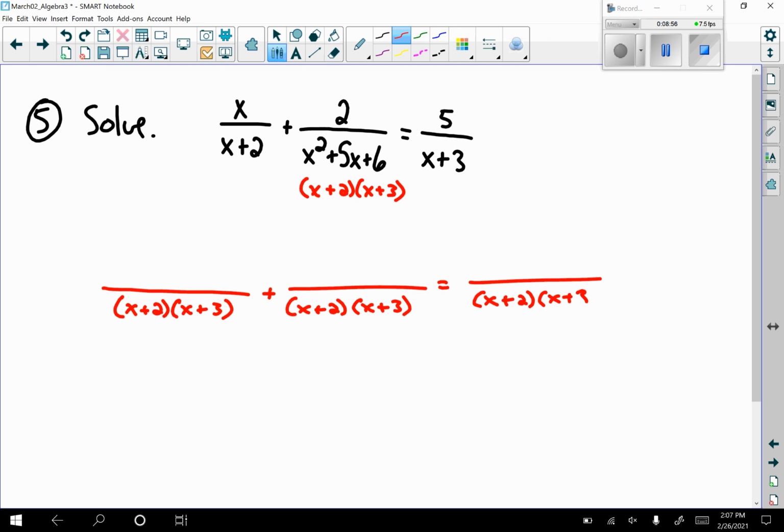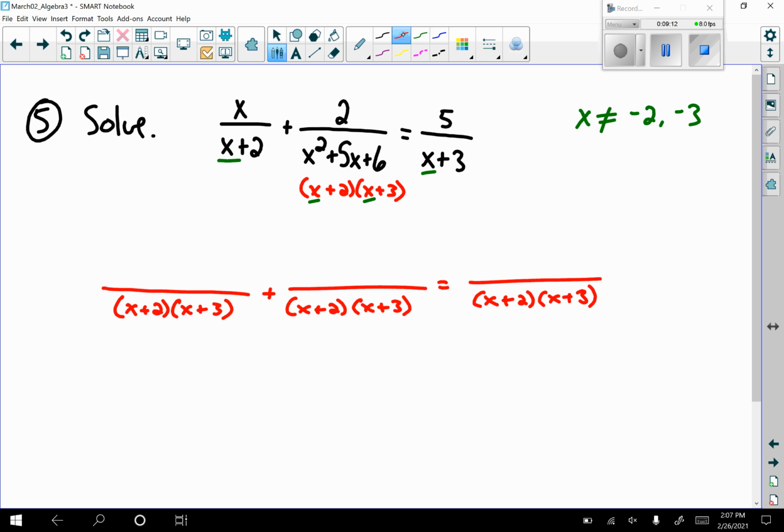But before I change my numerators here, let's go ahead and figure out what the restrictions are. That way we could check our answers. So this x can't equal what? -2. Same thing here, so I don't have to write that. This x here can't equal what? -3. Same thing here. So those are our restrictions.